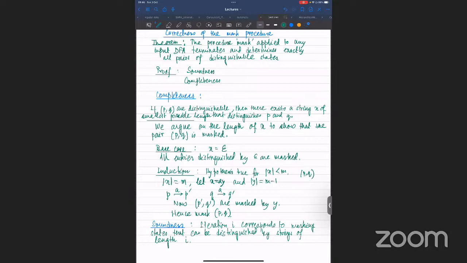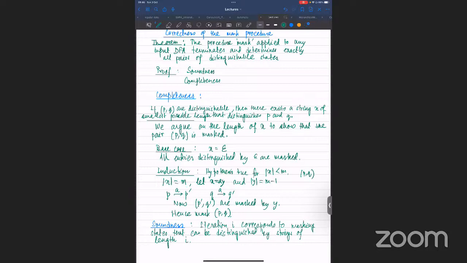If you are marking a pair of states, then they are distinguishable, correct? In the case of soundness, we are saying that if the mark procedure indeed marks a pair of states, then they are indeed distinguishable. And in the case of completeness, if a pair of states p comma q are distinguishable, the mark procedure indeed marks them. So the mark procedure marks those pairs of states which are distinguishable.